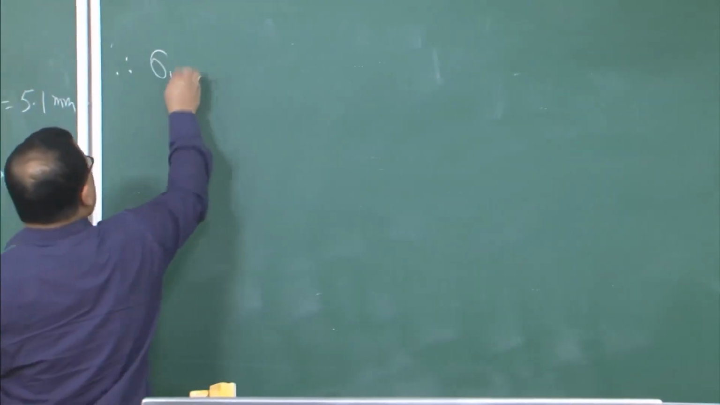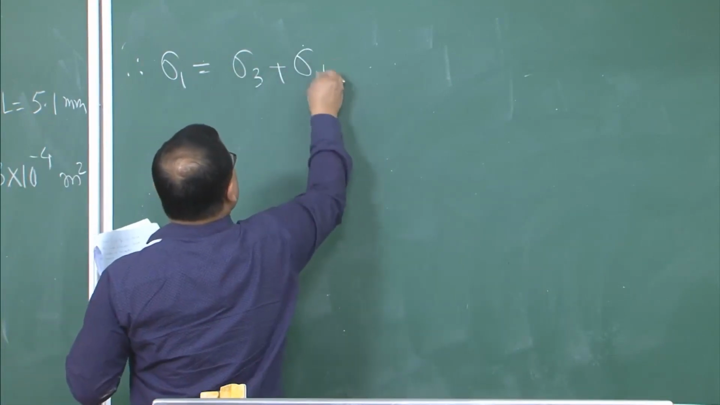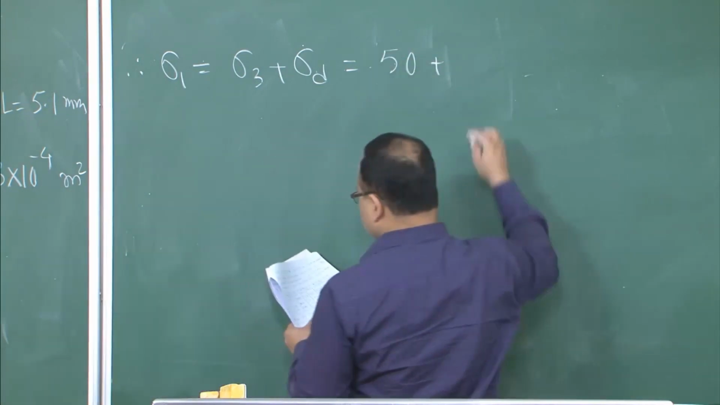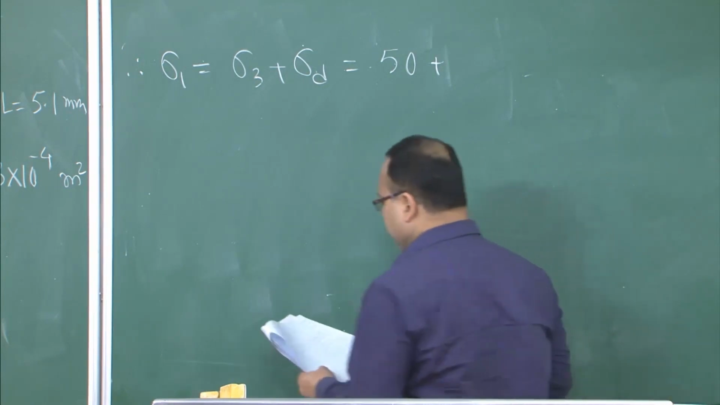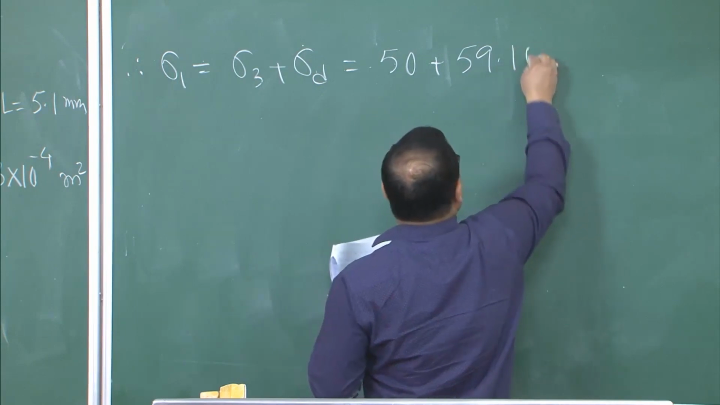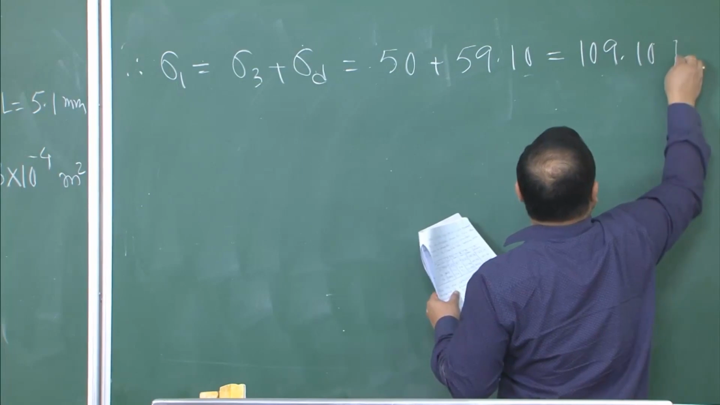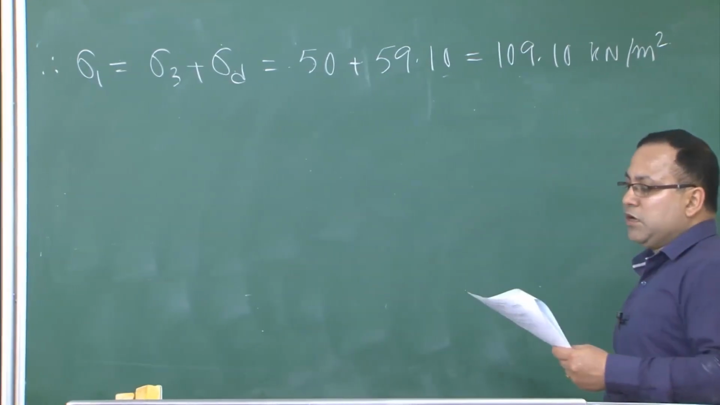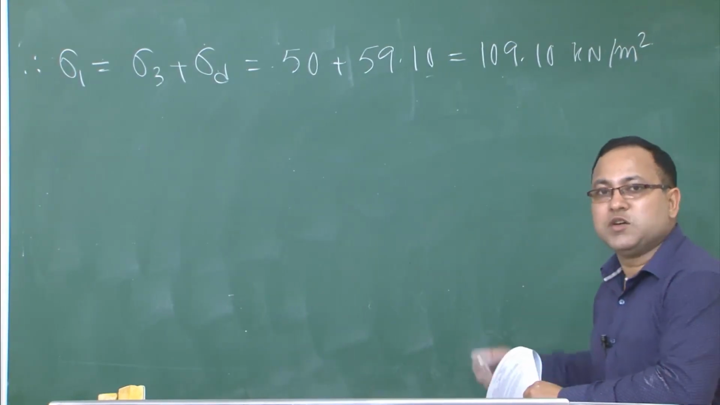So, therefore, sigma 1 is equal to sigma 3 plus sigma d, which is 50 plus 59.1. The 50 is the cell pressure, that is nothing but sigma 3 for sample 1. You see that from the table. So, that gives 109.10 kilonewton per meter square. Now, we will complete the calculations for the other two samples.